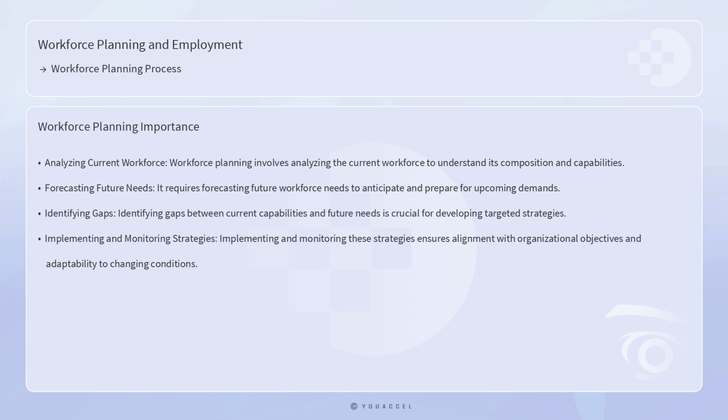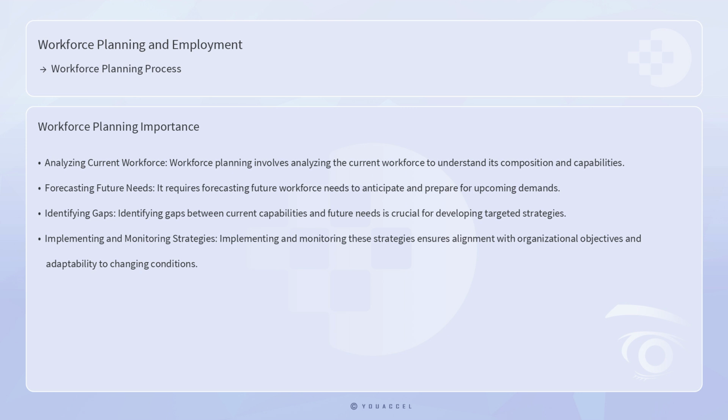In conclusion, workforce planning is a vital component of human resource management that involves analyzing the current workforce, forecasting future workforce needs, identifying gaps, developing workforce strategies, and implementing and monitoring those strategies. Each step is essential for creating a dynamic and capable workforce that can support the organization's strategic objectives.